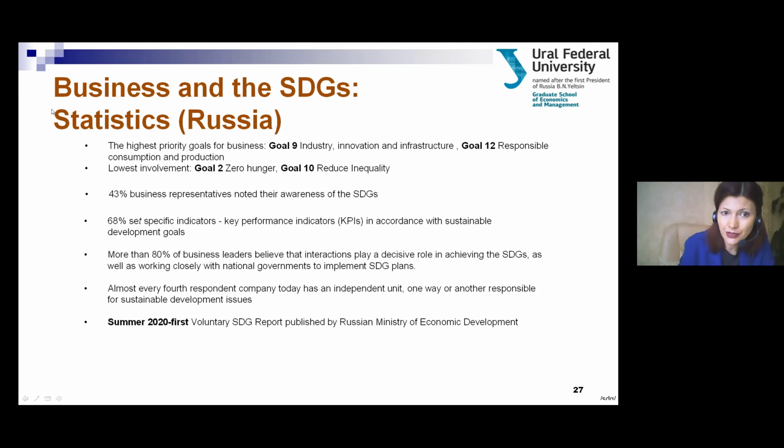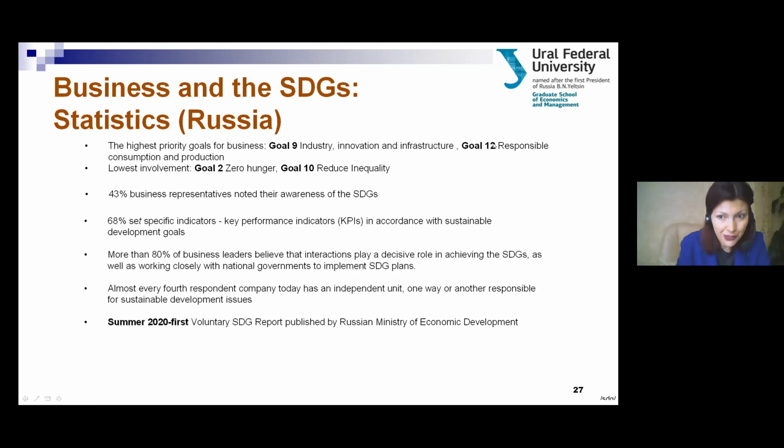Here are statistics about the situation in Russia. As I said, we have the first voluntary SDG report, and it's quite promising. Unfortunately, the lowest involvement is goal 2, zero hunger, and goal 10, reduce inequality. Most probably because companies don't know how to integrate that into their strategy. But of course, the top goals are goal 9 and 12.